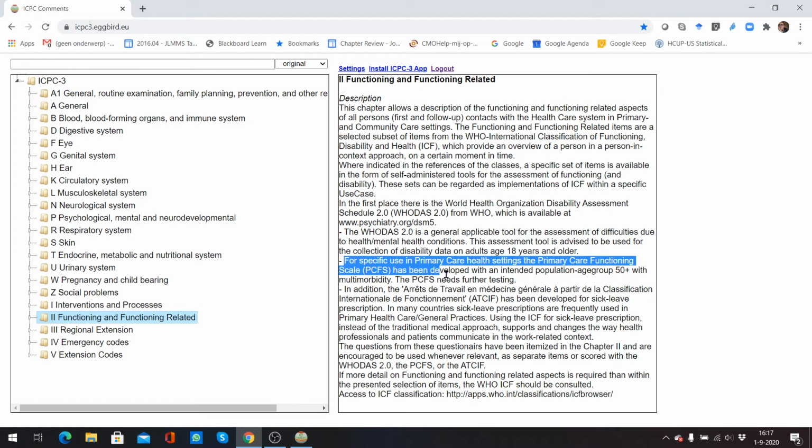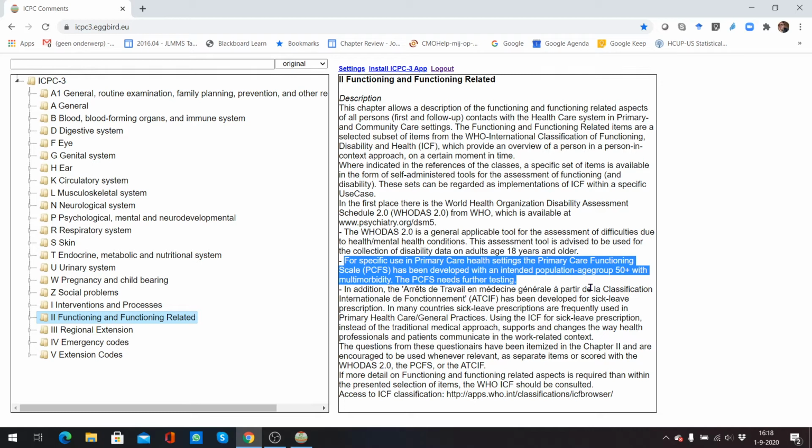As a specific application for primary health care, together with a group of patients, the primary care functioning scale has been developed with an intended population of people with the age of 50 and older with multimorbidity. Especially within multimorbidity, the problem of functioning is often a more important concern than the condition itself.